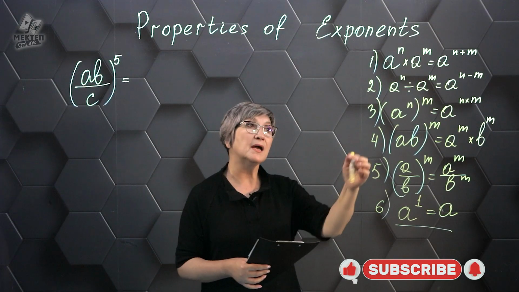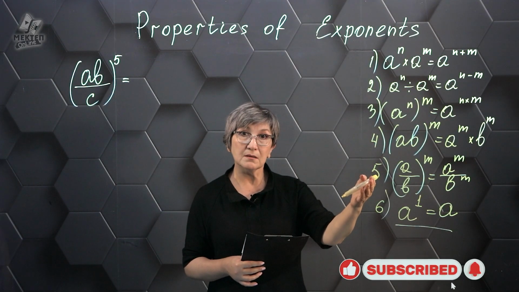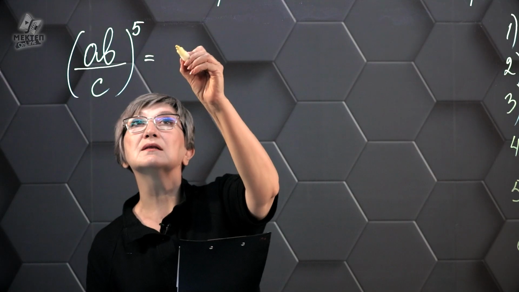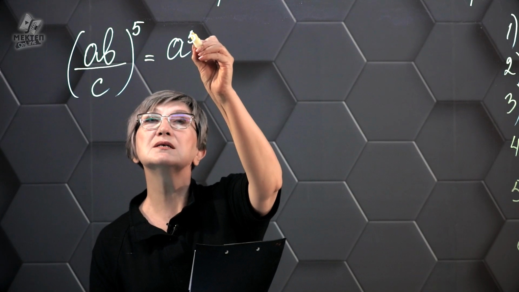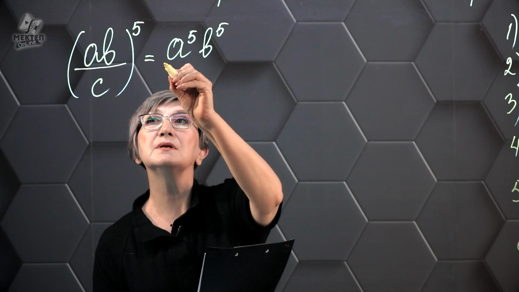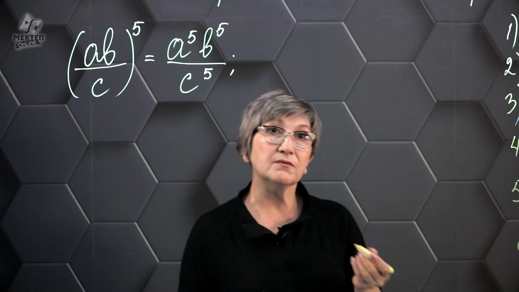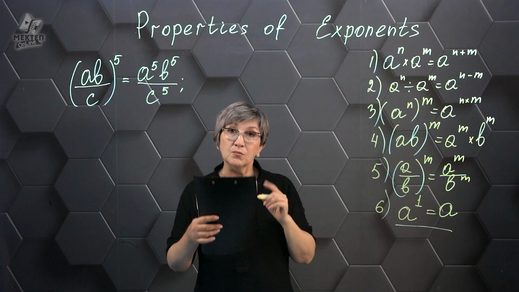We solved such examples and applied the properties of 4 and 5. Let's write down our answer. To do this, I write a to the 5th power, b to the 5th power divided by c to the 5th power. That will be the answer.